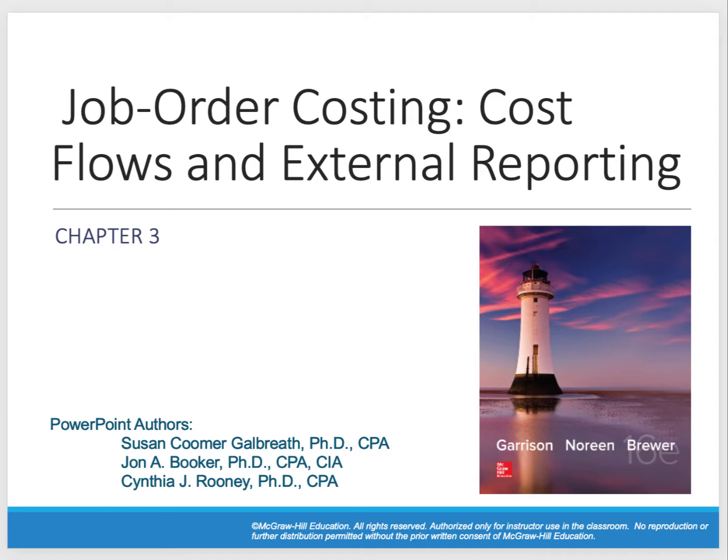In this series of videos, we're going to be talking about Chapter 3, which is job order costing, but we're going to be looking at how the costs flow through the accounting system, and we're also going to look at external reporting. So this chapter really builds on the previous chapter. Like I mentioned in class, if I remember correctly, previous books did not break down job order costing into two chapters. It was all in one. So why they broke it up into two, no idea. But nonetheless, we're going to work with it.